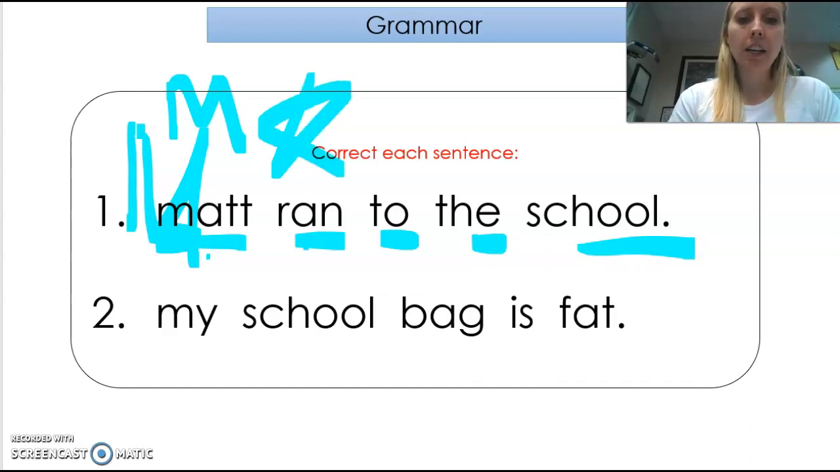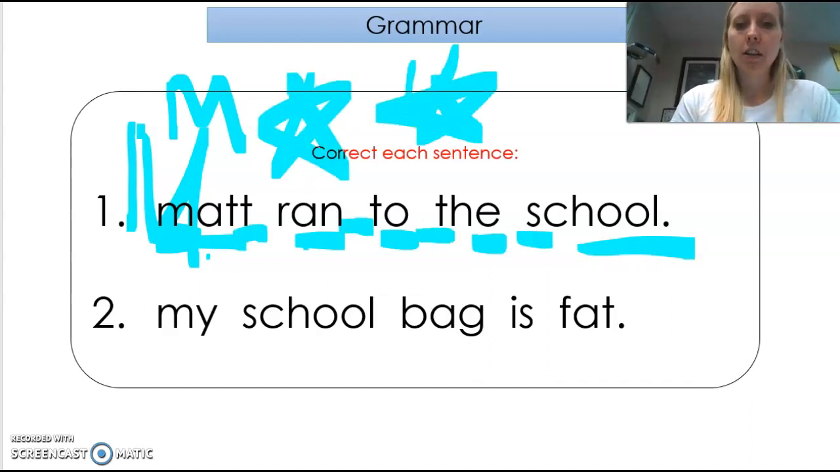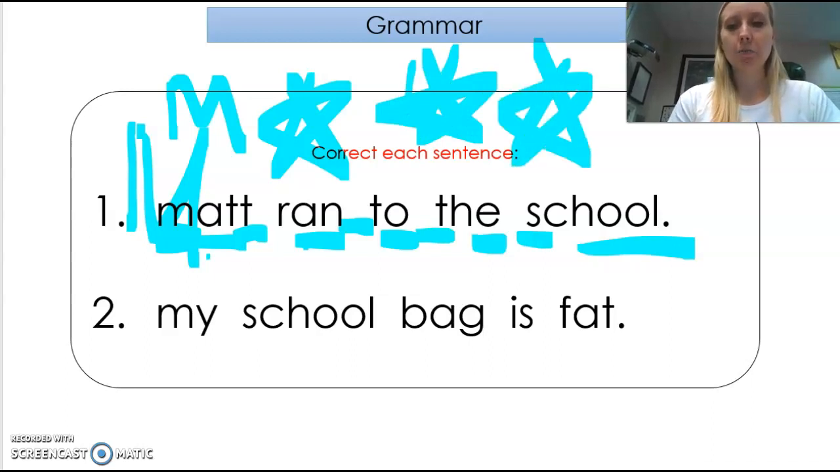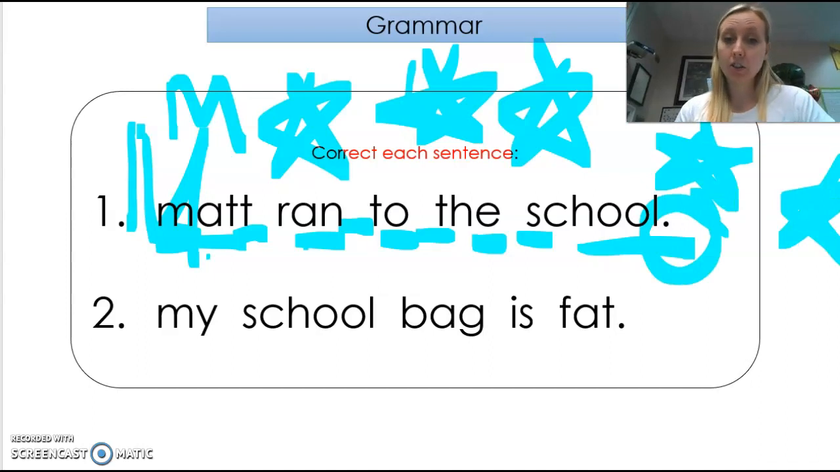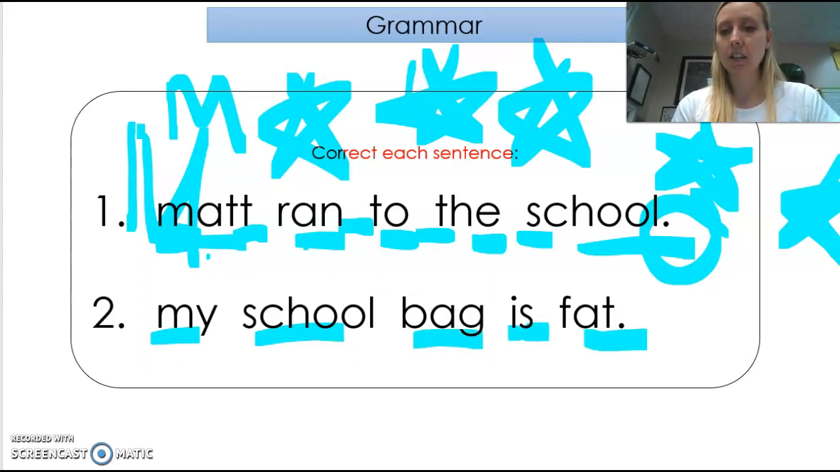Matt ran to the school. Okay, so we have our capital. Do we have finger space? Yes, we do. Do we have good handwriting? Yes. Spelling is good. Do we have our end mark? We do. Okay, so that's our 5-star sentence. Let's listen to the second sentence. My school bag is fat.